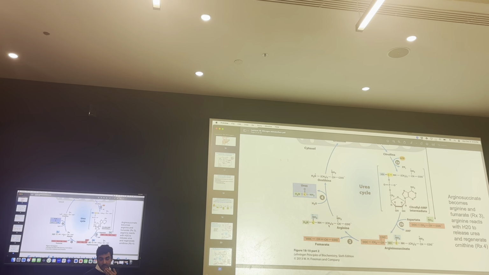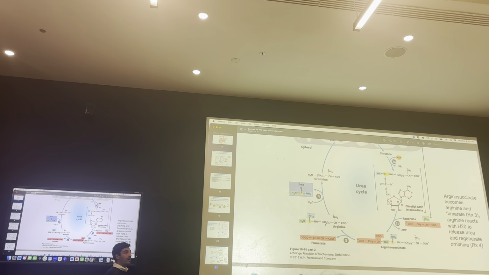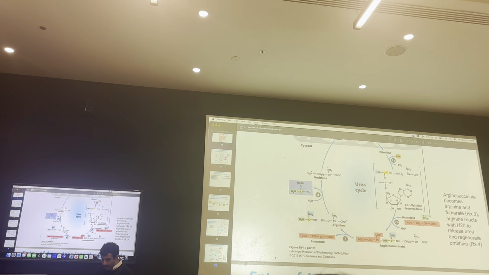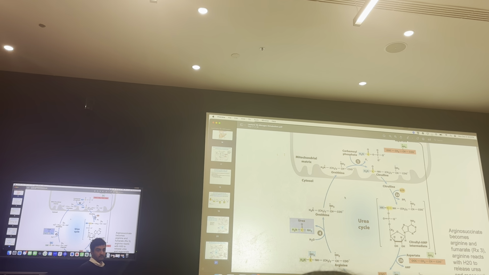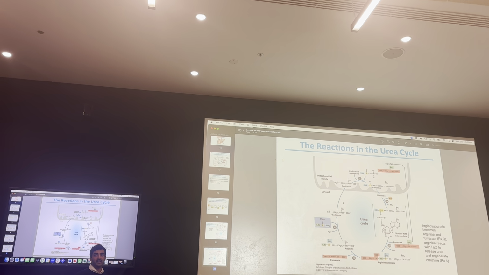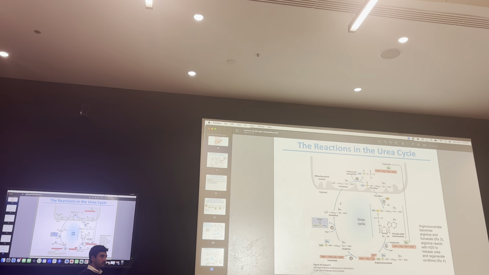So you have this arginine molecule, and now you can finally hydrolyze your urea right off of it. Once you do that, you will be left with a molecule of ornithine, which can then be shuttled back. Any questions about this general urea cycle process? No.